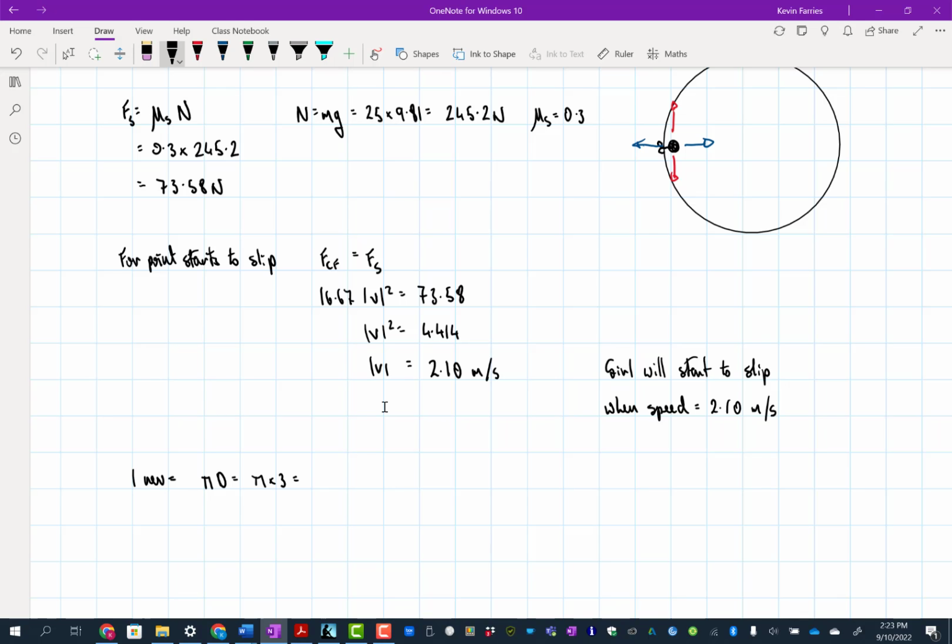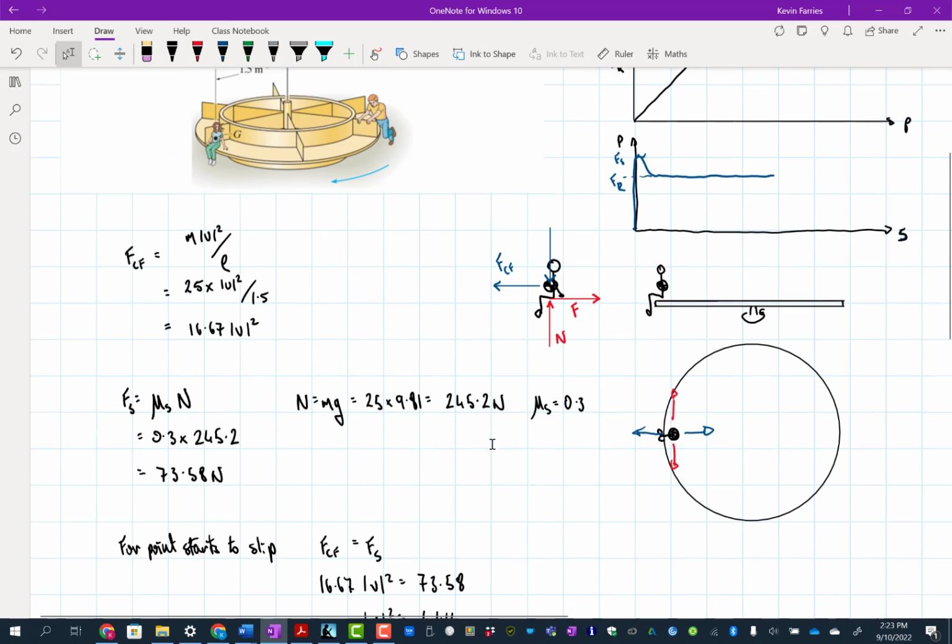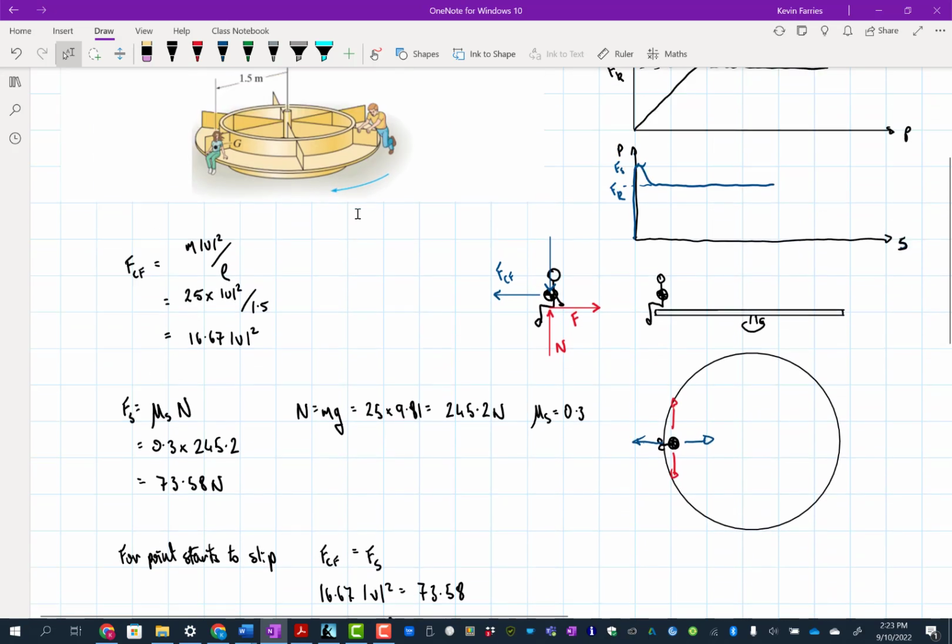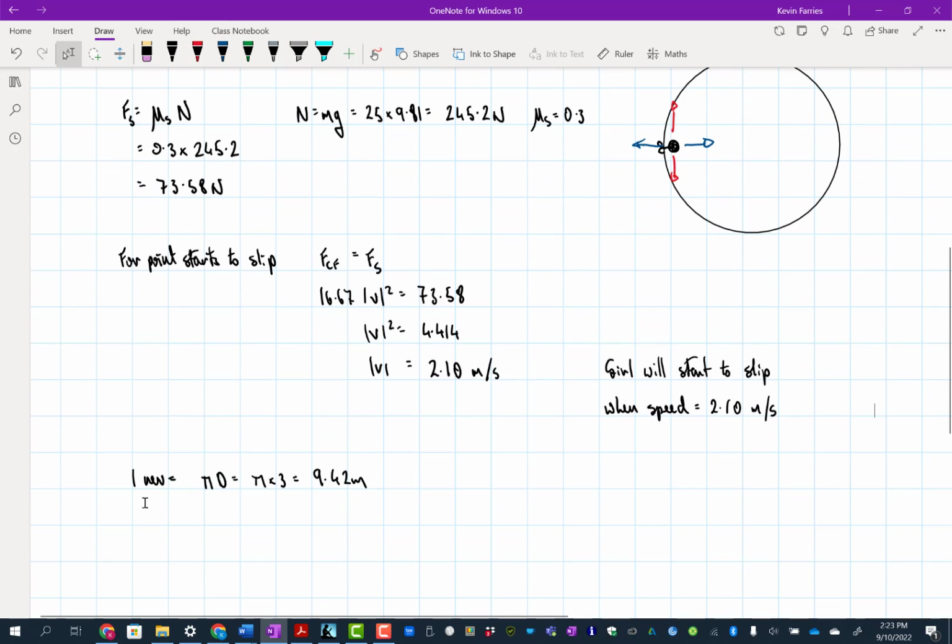Where's my pi on this calculator? Pi times 3 is equal to 9.42 meters. So she would have to go about 10 meters at about 2 meters per second, so it's going to take about 5 seconds for one revolution. That seems reasonable. You could imagine that. You could do that with a roundabout.